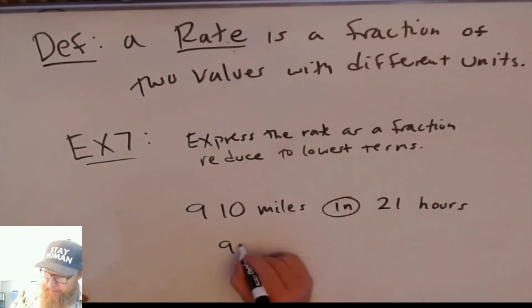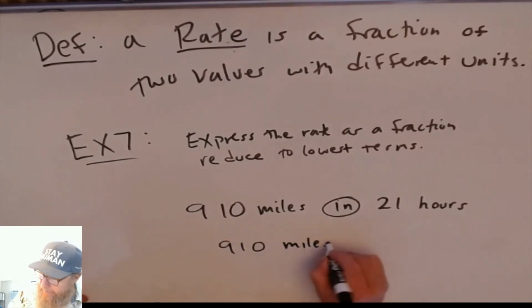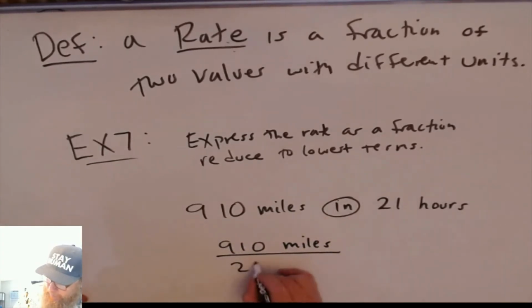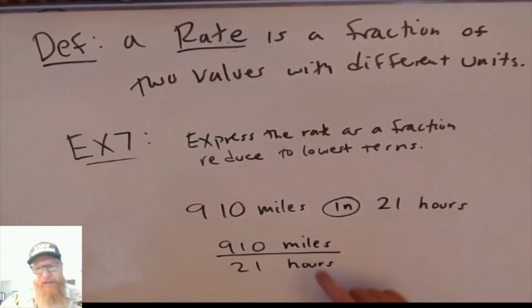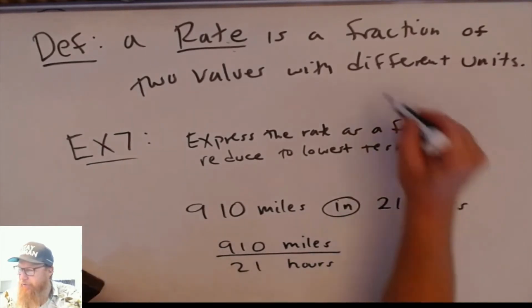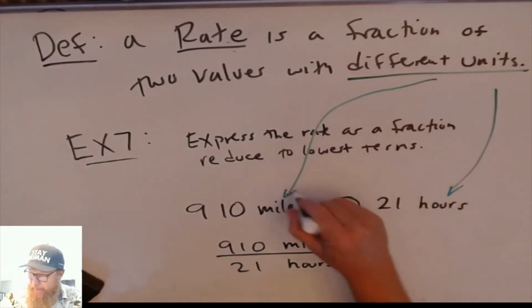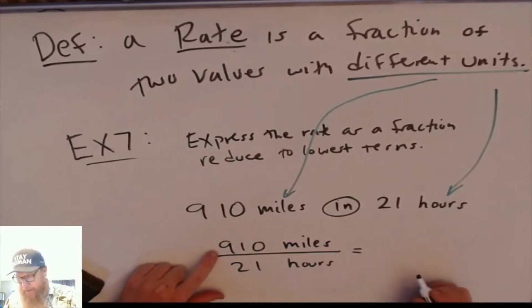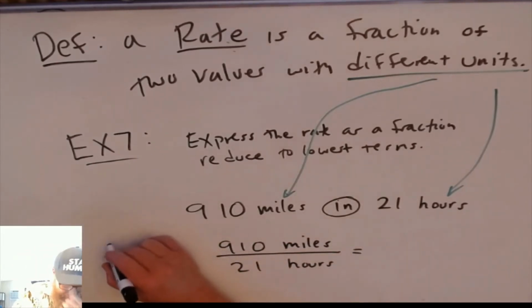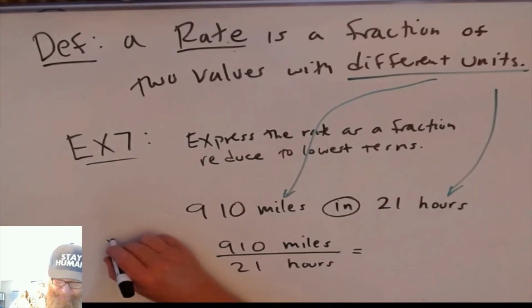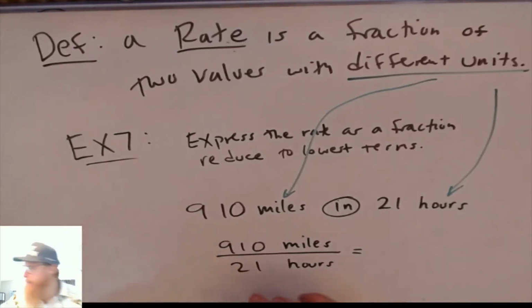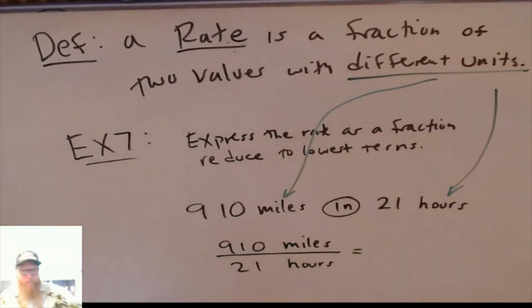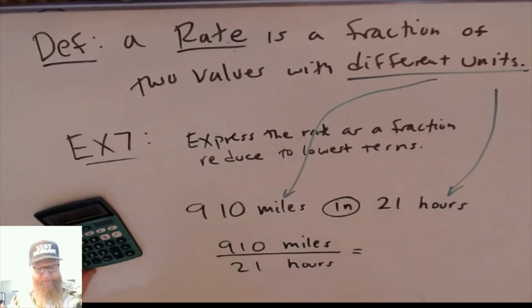So let's go ahead and do it. 910 miles over 21 hours. And because the units are different, they do not cancel. Now you do have to reduce this as much as possible. So 91, I believe, is, what is 91? I just randomly grab this number and let's see if it's divisible by anything.